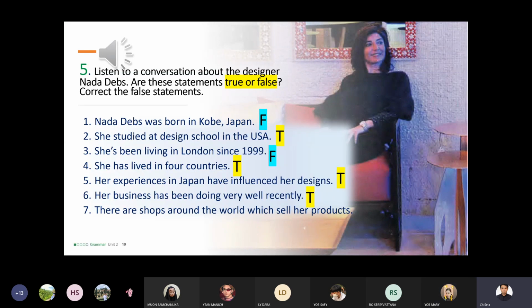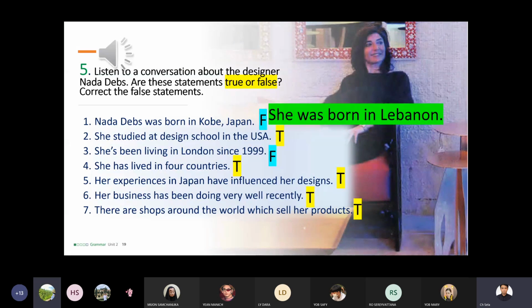Right, so now let's look at the false statements. We have number 1 and number 3. Nada Debs was born in Kobe, Japan. So false. So where was she born? Lebanon. All right, Lebanon.